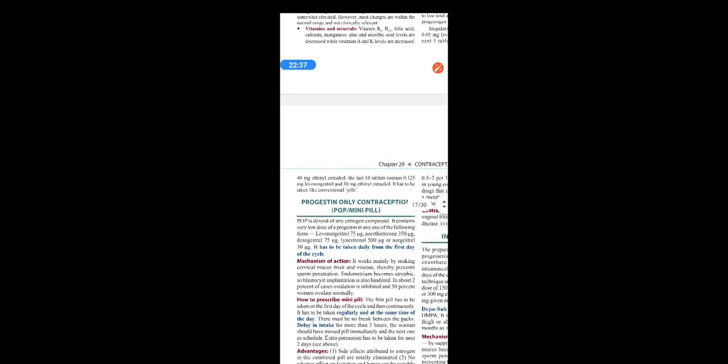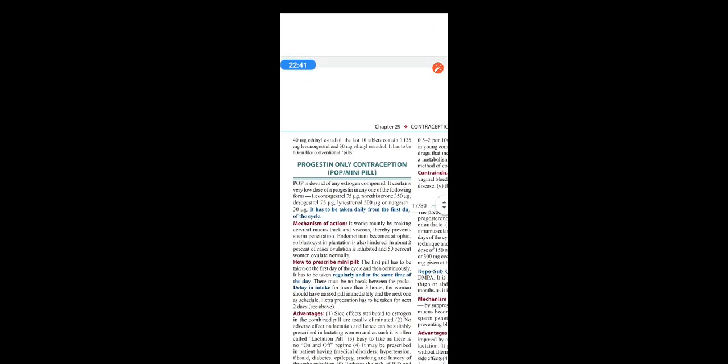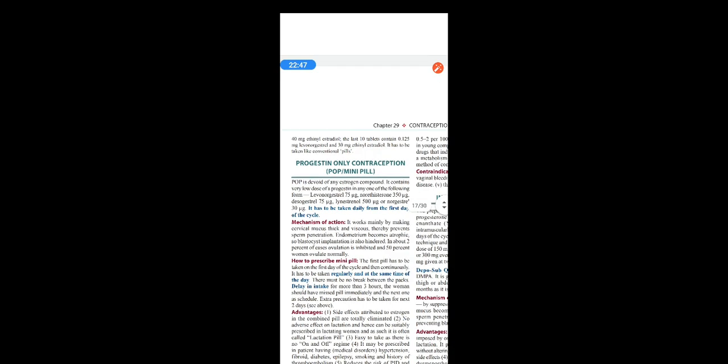And here the commonly used pills are the tricolor tablets. The first 6 tablets contain 0.05 mg levonorgestrel and 30 mcg of ethinyl estradiol, the next 5 tablets contain 0.075 mg of levonorgestrel and 40 mcg of ethinyl estradiol, and the last 10 tablets contain 0.125 mg of levonorgestrel and 30 mcg ethinyl estradiol. It has to be taken like conventional pills only. So this is called triphasic pills because the content varies in the different phases.